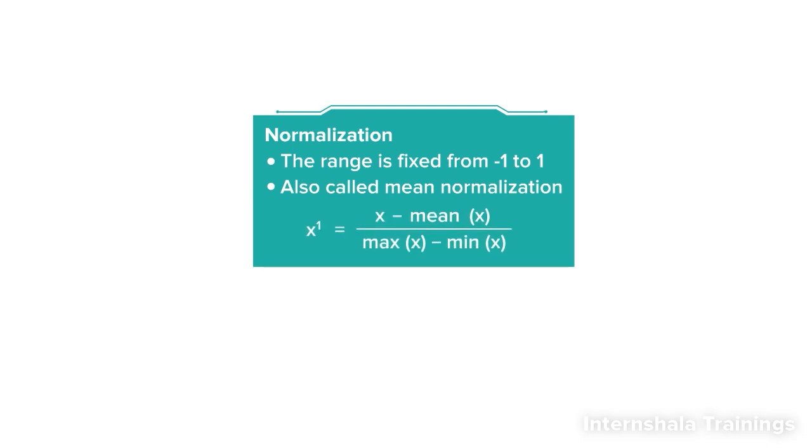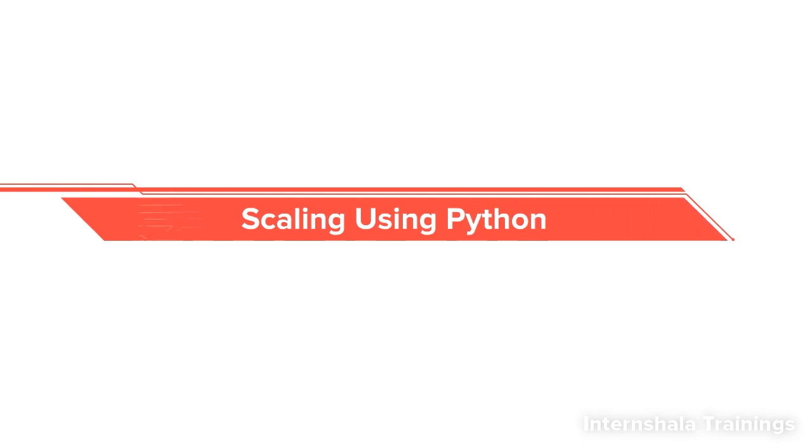Normalization is another of the scaling techniques where the range is fixed from -1 to 1 and is quite similar to the min-max scaling, which we talked about earlier. It is also called mean normalization. Here, we subtract the mean values from the variables and divide it by the difference of maximum and minimum value for that variable. So we now know the theory of feature scaling.